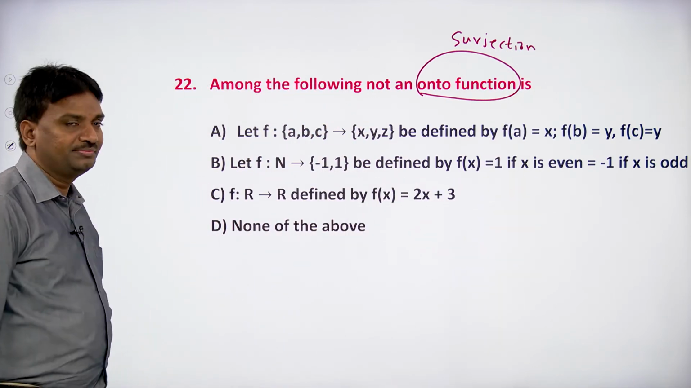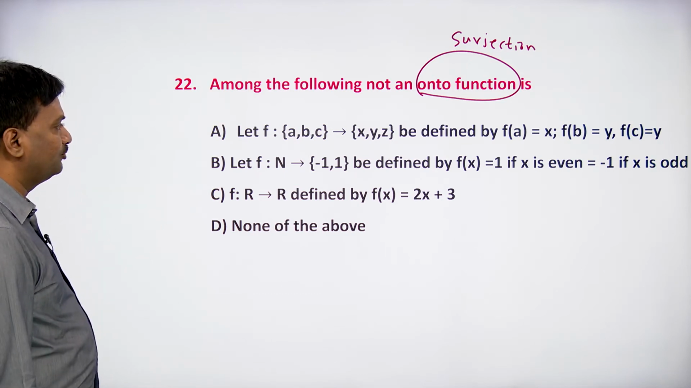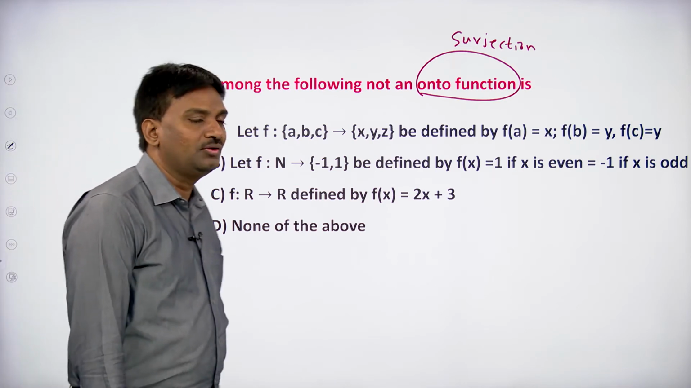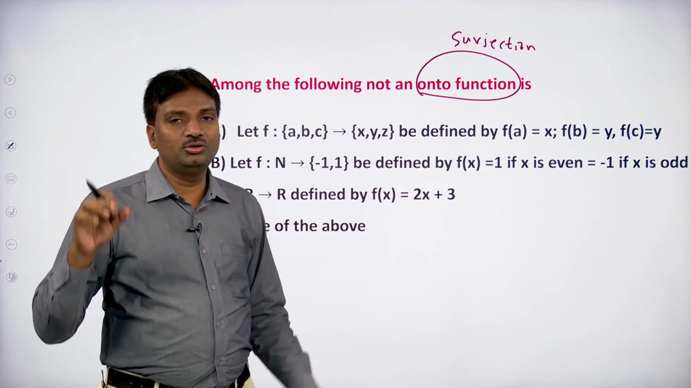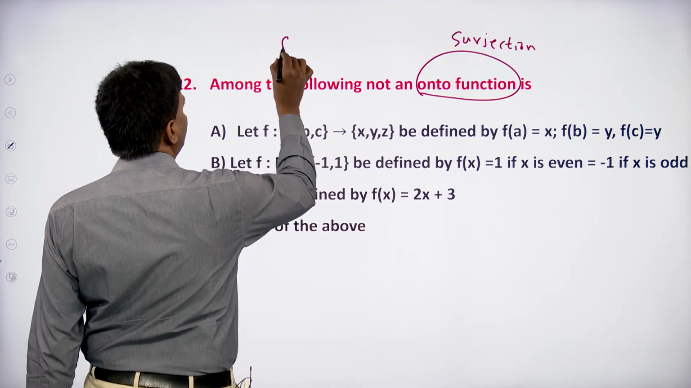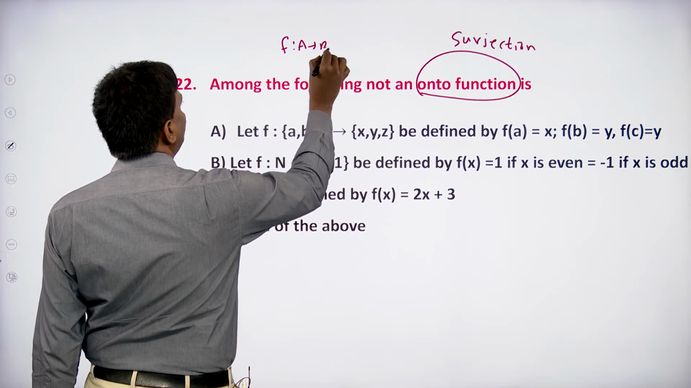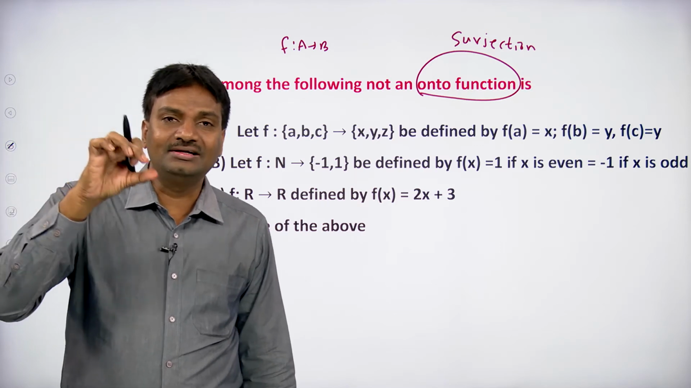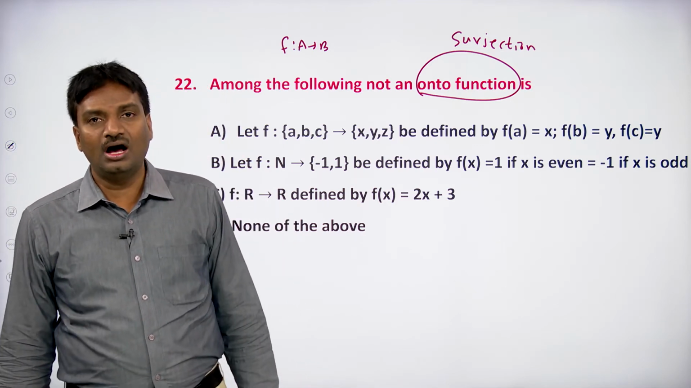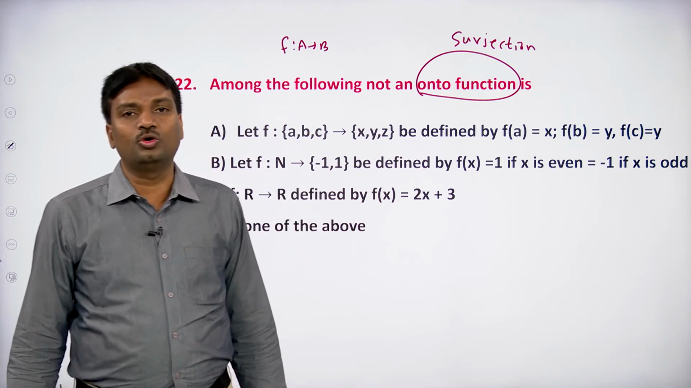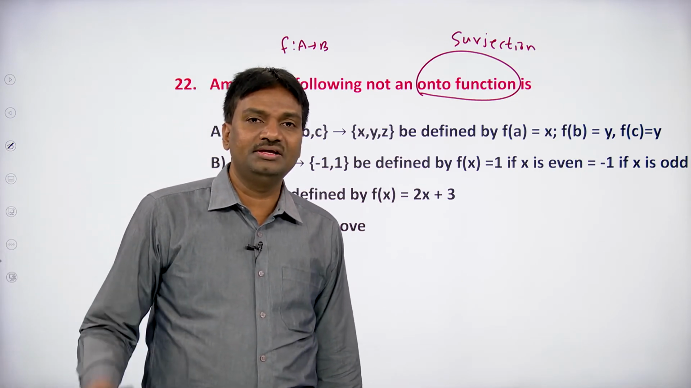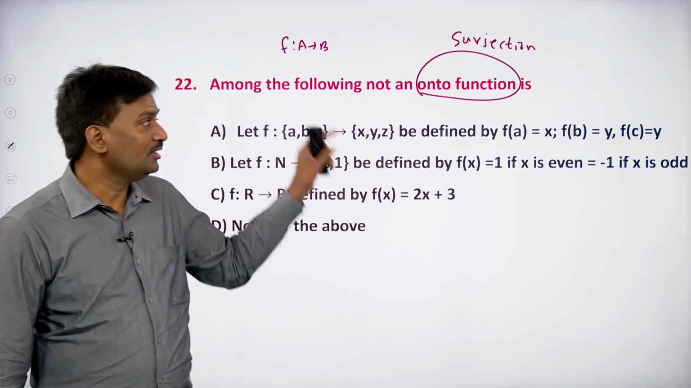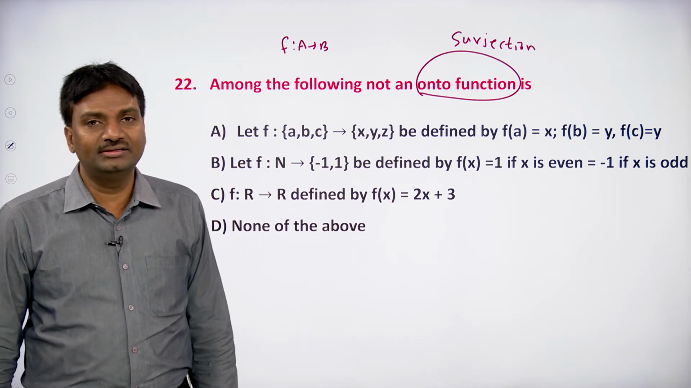Here, by observing the options, option A: let f maps A, B, C to x, y, z be defined by f of A equal to x, f of B equal to y, f of C equal to y. According to the definition of onto function, a function f maps A to B is said to be an onto function if every element of codomain B has at least one pre-image in the domain A, or we may say like this: if the range of the given function is equal to the codomain, then we can say the given function is an onto function. So, 2 definitions are there for onto function.